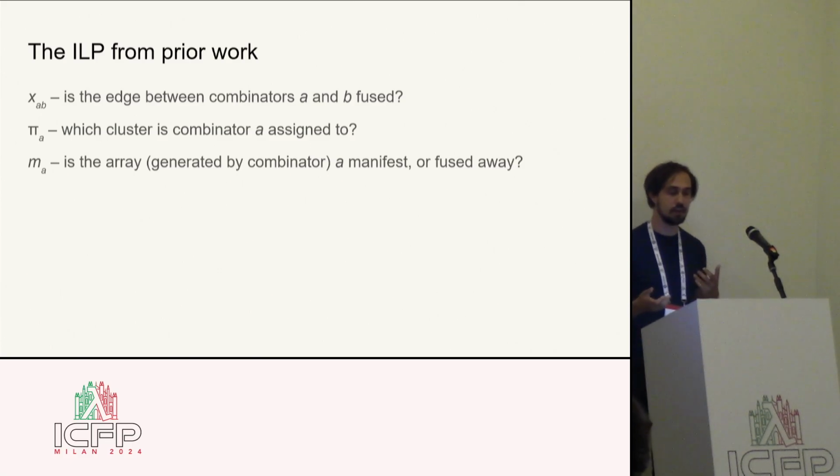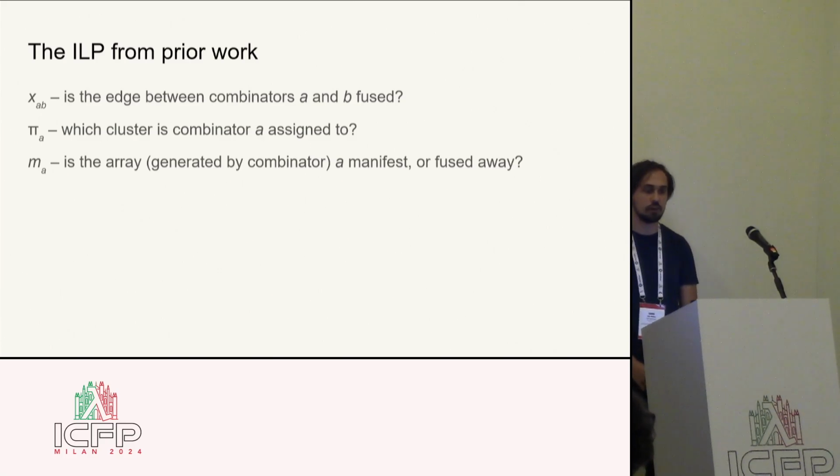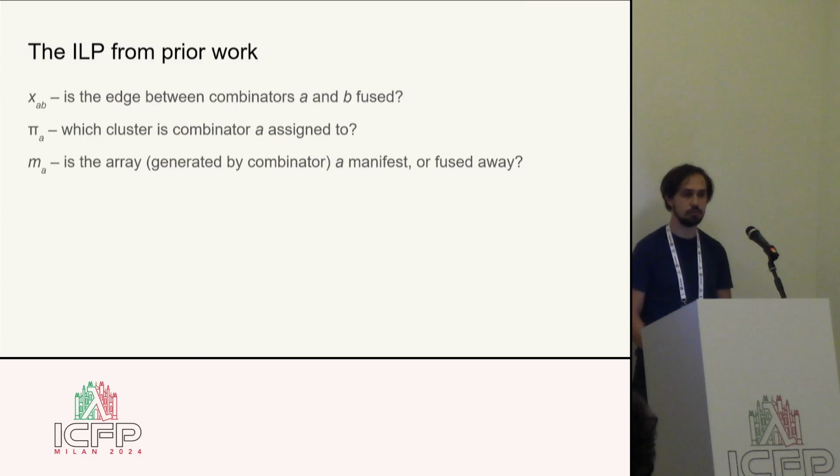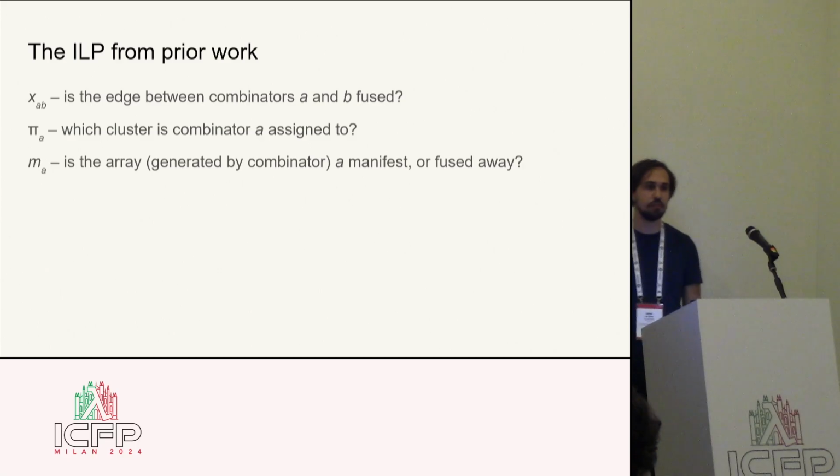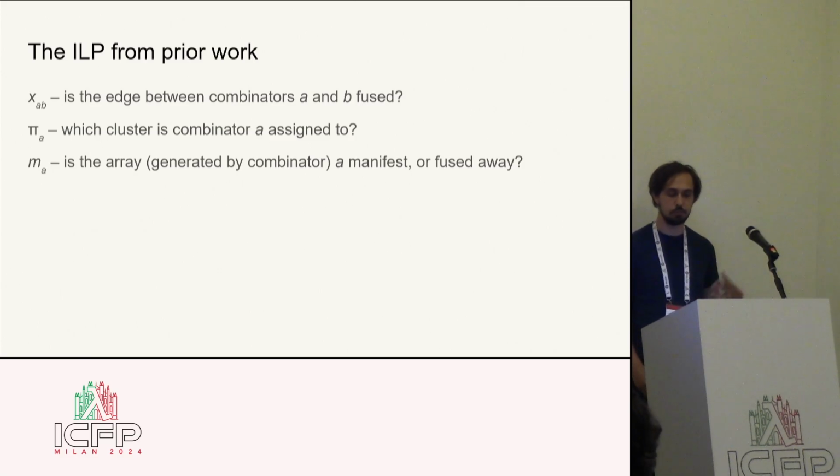For each two combinators that have an edge between them in the graphs I showed so far, we're going to have this variable x. Whenever this variable is 0, they're fused, and when it's 1, they're not fused. We're also going to define this pi variable for each combinator, which gives a numeric label to each of the clusters that combinators can end up in at the end. So this pi variable is going to be needed to ensure that we don't have any cyclic dependencies. And finally, we have a variable m, which describes whether or not an array is completely fused away.